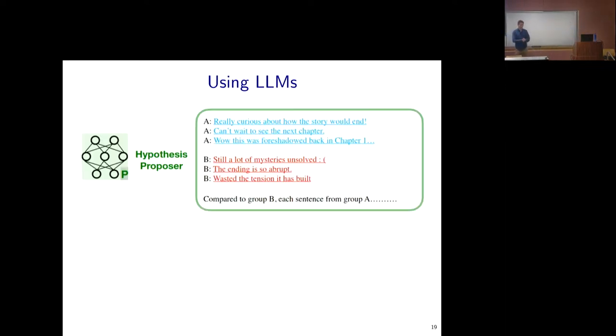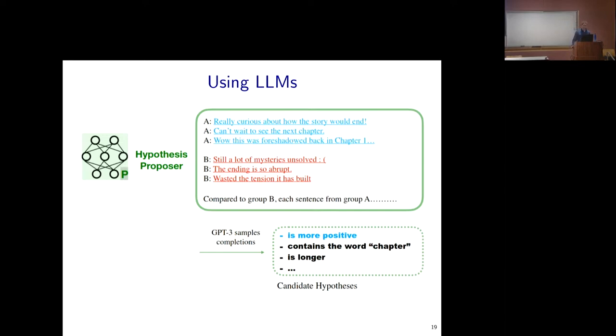Basically, same 4-step pipeline. Look at the data. Well, fortunately, the data is just handed to us here. We just have D1 and D2. So then we need to propose a hypothesis. Well, how do we do that? We can just prompt it. So we can say, OK, here's a bunch of A's, which are all from D1. Here's a bunch of B's, which are all from D2. Compared to group B, each sentence from group A has what property? And then I guess this is what GPT-3 does.